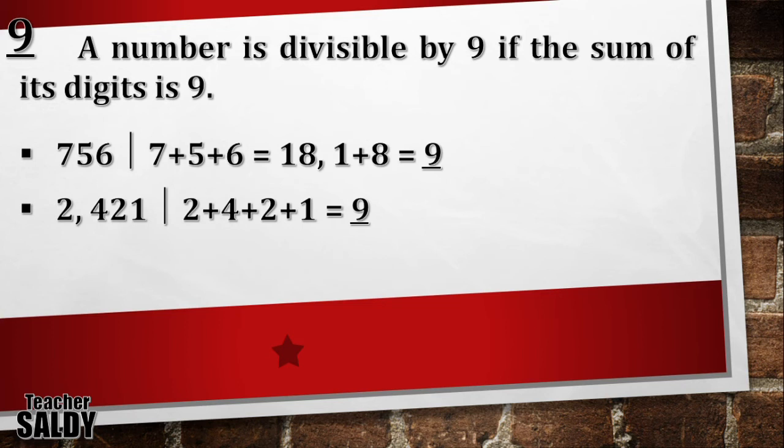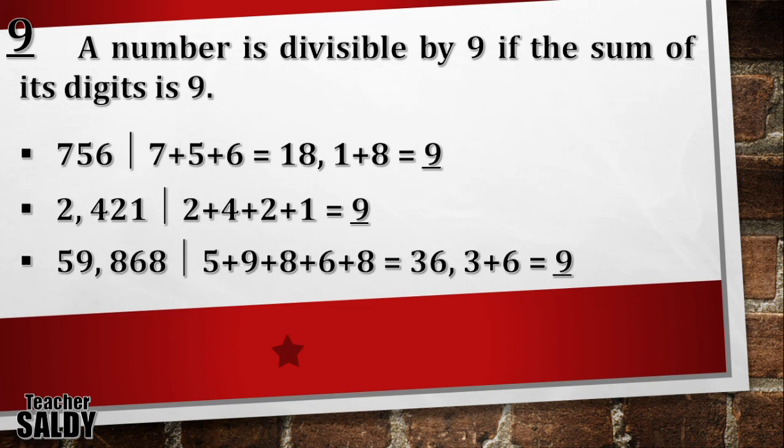2,421. So, when you add 2, 4, 2, and 1, that will be 9. So, therefore, 2,421 can be divided by 9 or it is divisible by 9. Kasi nga, nung pinag-plus mo yung digits niya, 9 yung nakuha mo. As well as 59,868. So, when you add 5 plus 9 plus 8 plus 6 plus 8, that would be 36. 3 plus 6 is 9. So, pinag-add mo lahat, 9 yung nakuha. Therefore, 59,868 is divisible by 9. Again, a number is divisible by 9 if the sum of its digits is 9.